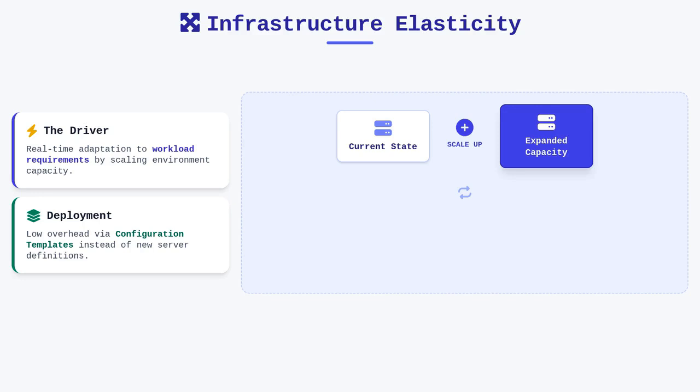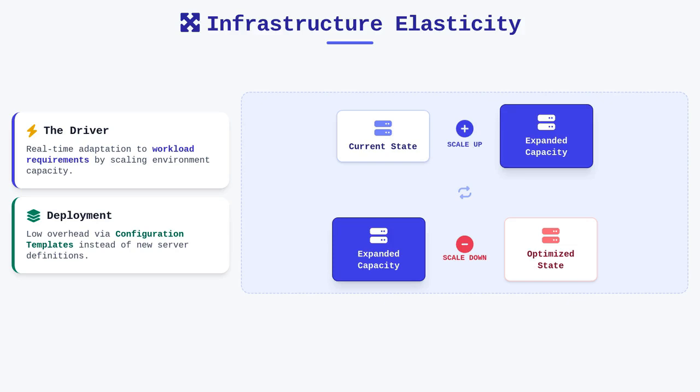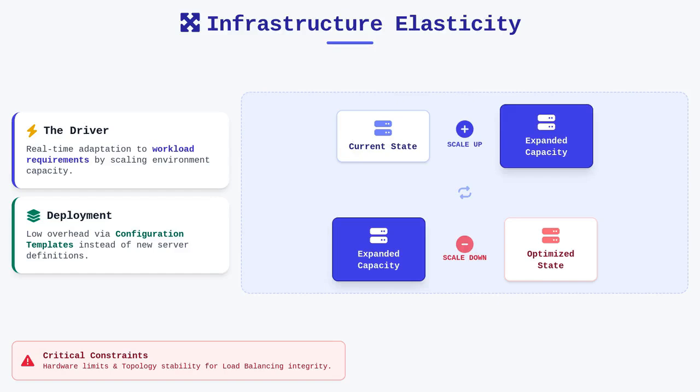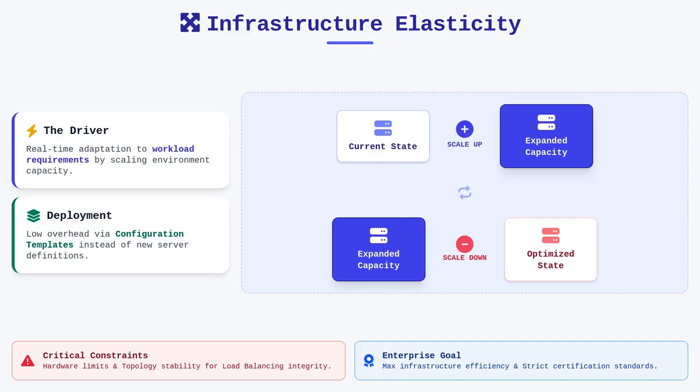You must, however, be mindful of the underlying hardware constraints and the performance impact of rapidly adding or removing nodes, as the cluster itself requires a stable topology to maintain health checks and load balancing integrity. By matching your active server count to the current application traffic, you maximize the efficiency of your infrastructure investment while maintaining the strict certification standards required for stable, enterprise-grade production clusters.